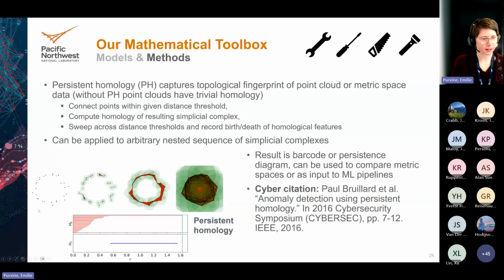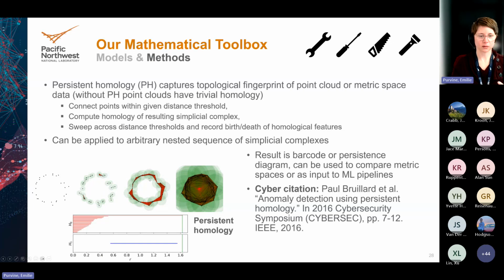If I have a point cloud like this one right here, as a human, I would look at that and say, oh, it looks kind of like a ring, but of course it's just a bunch of points. If I start connecting points at low distance thresholds and increase that distance threshold a little bit, I start to see, oh, there's the ring that I saw as a human.